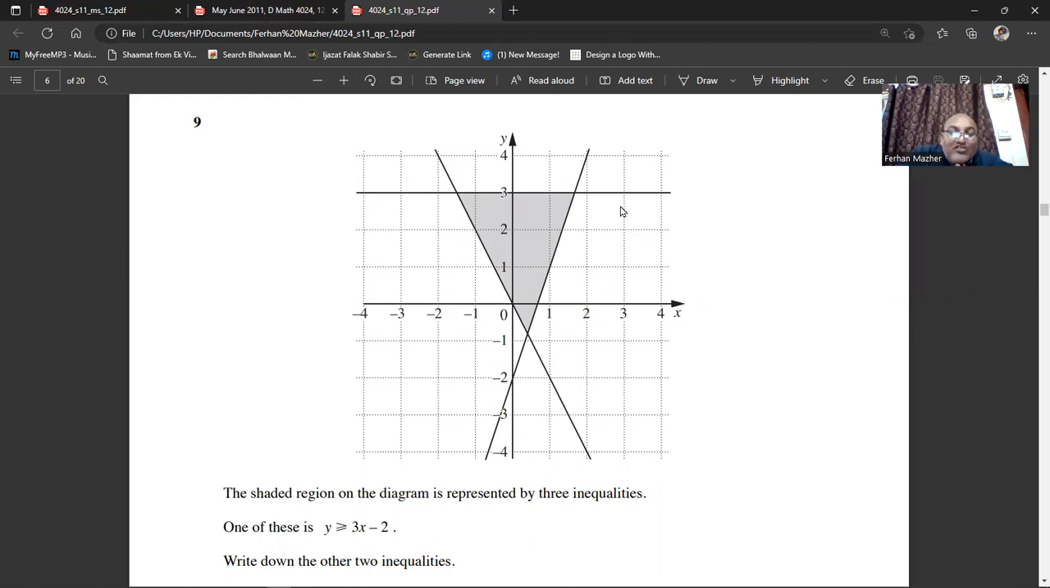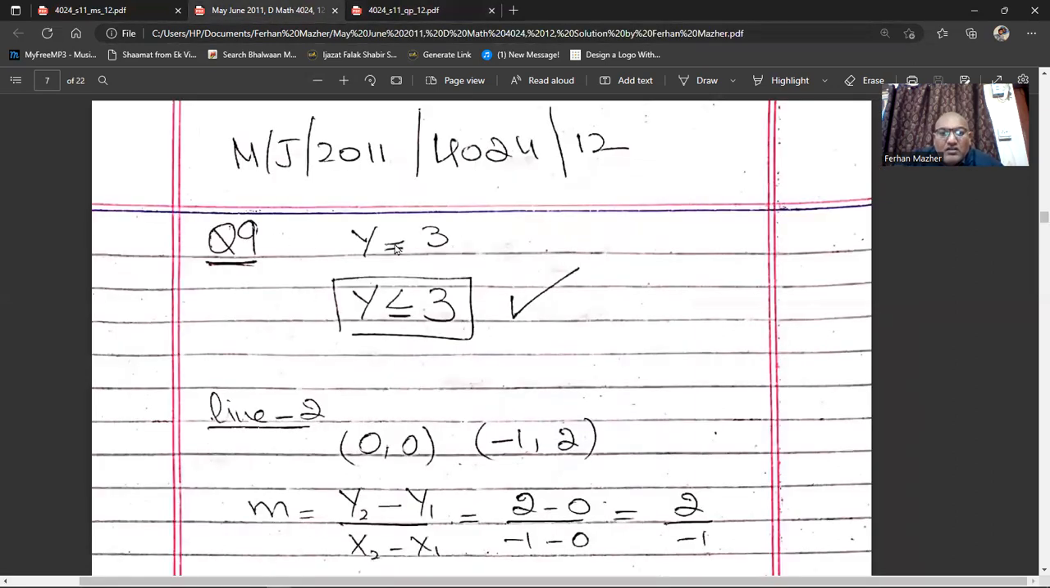One is this line, which is horizontal, passing through y equals 3. So its equation will be y equals 3. And because the shaded area is below this line, in inequality we will write y is less than or equal to 3. This is the answer.